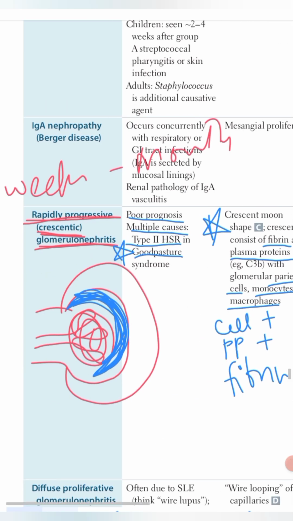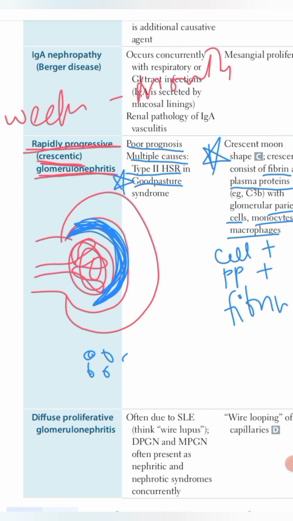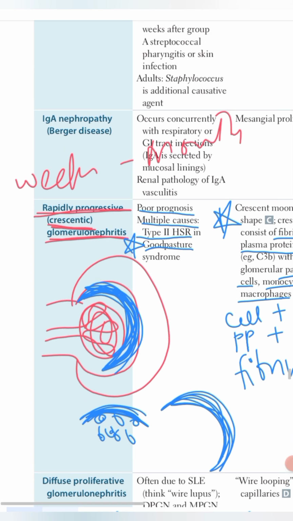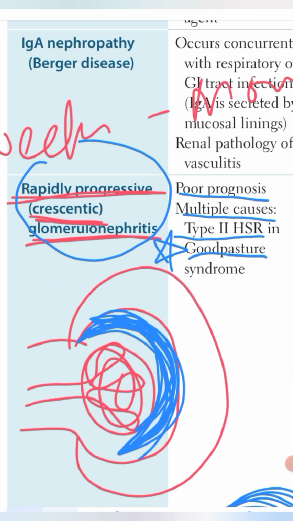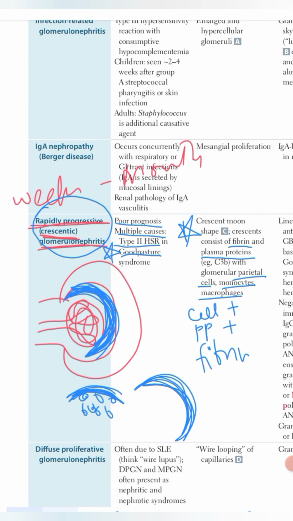It occurs like that. The cells come and they deposit, and upon the cell there is a deposition of fibrin, and collectively it appears in the form of a crescent. It eventually narrows the lumen of the capillaries. So it is known as rapidly progressive crescentic glomerulonephritis.